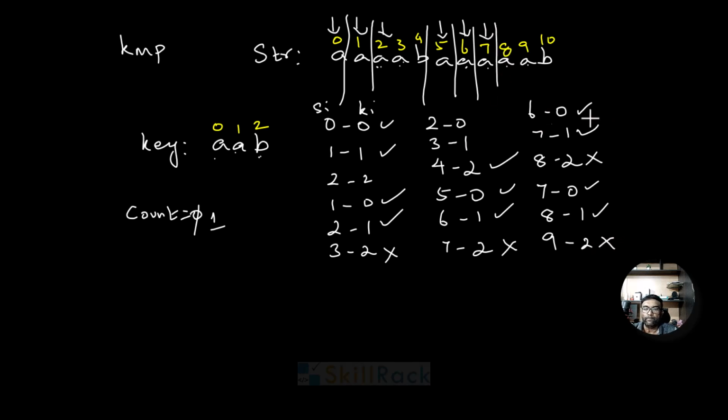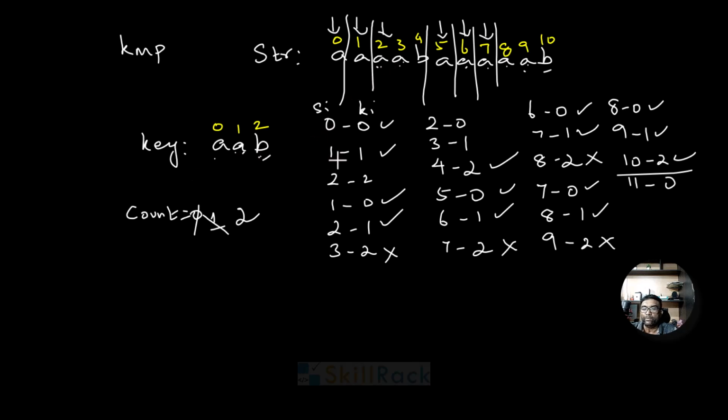Index 8. So here at index 8, 8, 0. Are they matching? Yes, both are A's. 9, 1. Both are A's. Then you will be coming to 10, 2, and at 10 you have B and at 2 you have B. It is matching. Now you have reached the end of the key, which means you have found a match. So the count will be incremented from 1 to 2. After that it would be 11, 0, but you don't have index 11 here. So you stop. Now the result is that you have found 2 instances of the key in the string.